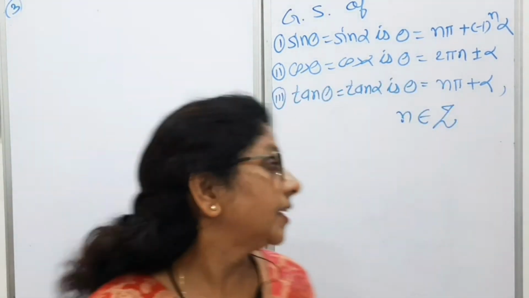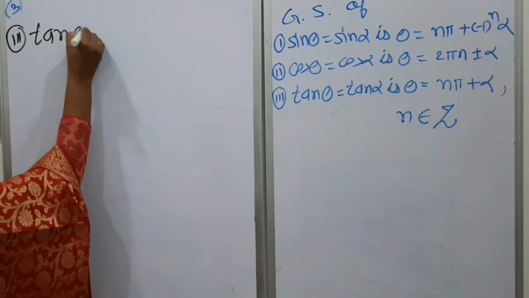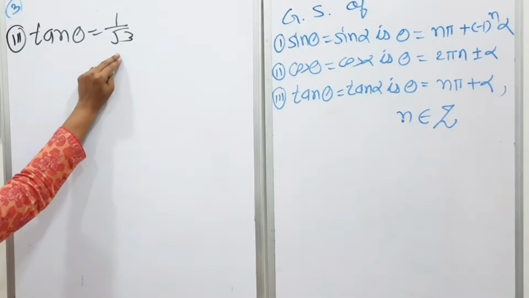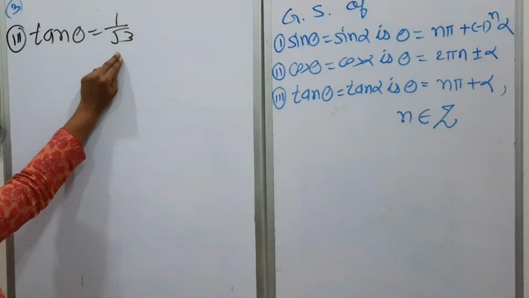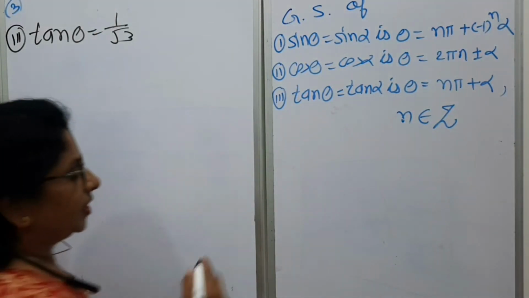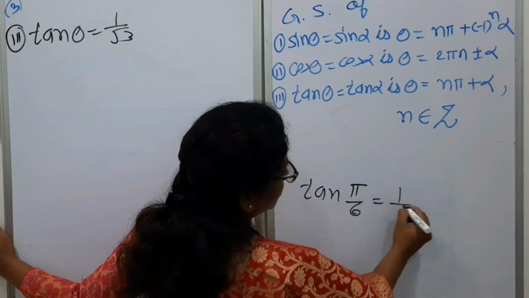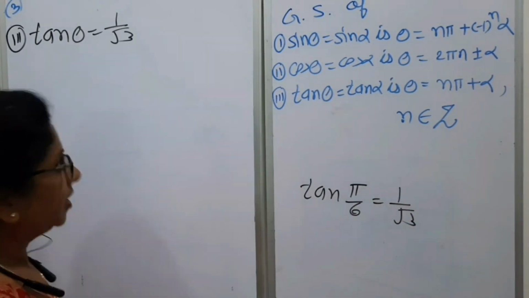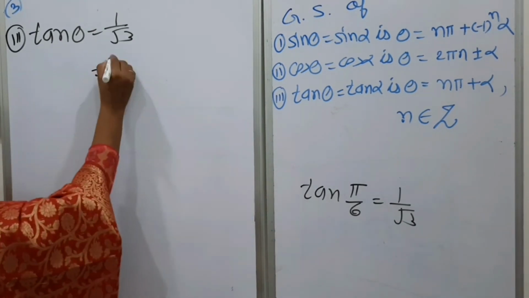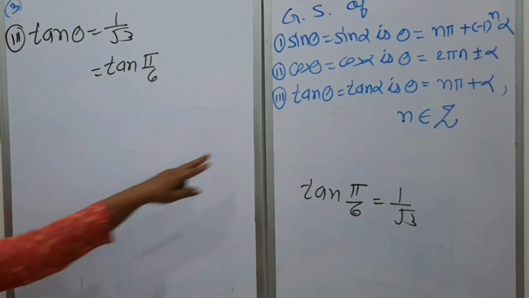Now the third sum is tan theta equals 1 by root 3. Again we have to find tan alpha. Again the same question: for what value of alpha is the tan ratio 1 by root 3? Again the same value, tan pi by 6 is 1 by root 3. So instead of 1 by root 3, we will write tan pi by 6.